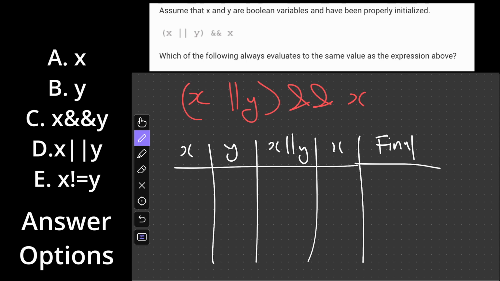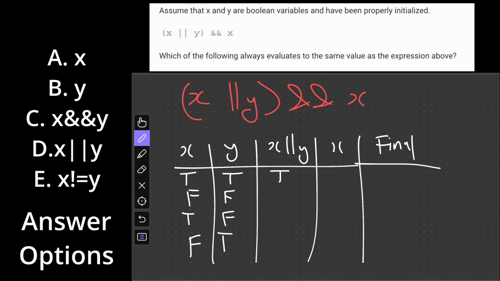So x and y, that's two variables. 2 squared is 4, so we have 4 possibilities or combinations of these variables. We have true, true; true, false; false, true; and false, false. That F looks like a T with a line on it. So those are our 4 possibilities. Now let's go ahead and evaluate the expressions. X or y, true or true, that's going to evaluate to true.